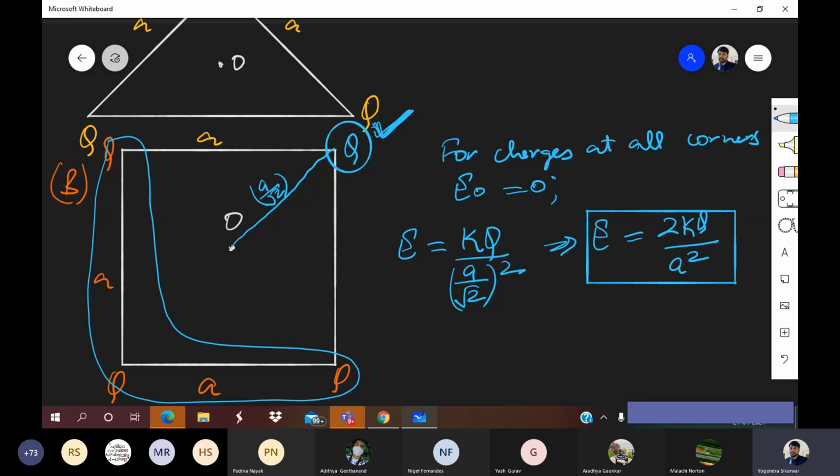So electric field due to this one charge is equal to electric field due to the rest of the three charges. How much will be electric field due to this one charge? It will be E is equal to KQ upon distance square. Distance is A by root 2. Very good. Understood? So that's how we can solve these type of questions. Now let us talk about A part.